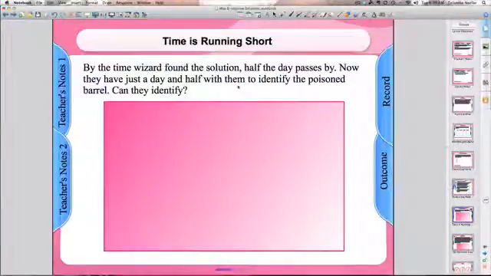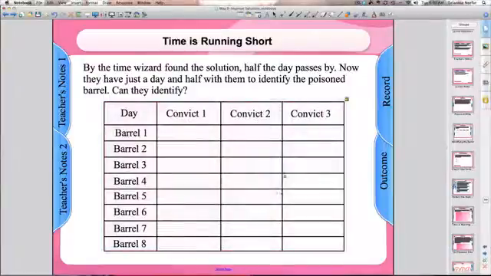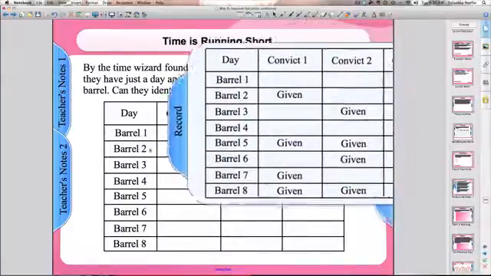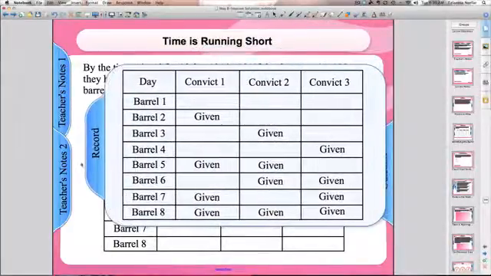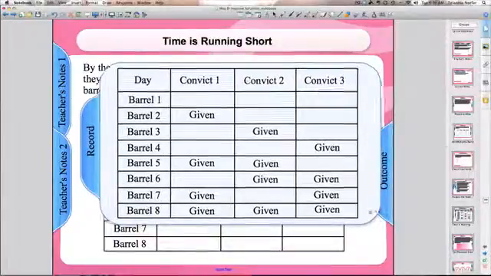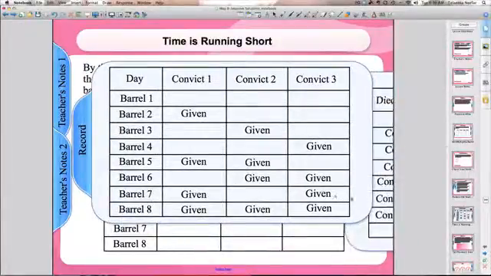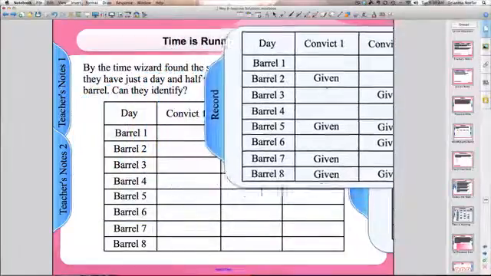By the time the wizard found the solution, half the day passes by. Now they have just a day and a half to identify the poison barrel. Can they identify it? Here is your table to use. Pause the video as you figure out the answer, and then we'll look at the record and outcome. Here is the record. And here is the outcome.